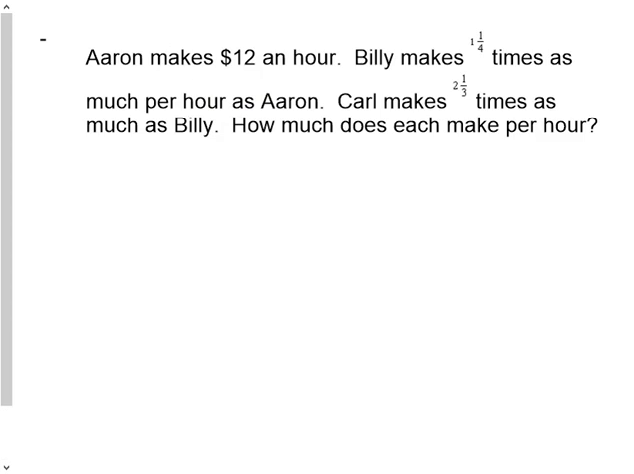Your next question is your story problem. It says Aaron makes $12 an hour, Billy makes 1 1/4 times as much per hour as Aaron, and Carl makes 2 1/3 times as much as Billy. How much does each make per hour? So I'm going to use A, and I'm going to use B, and I'm going to use C because Aaron, Billy, and Carl are all A, B, C.